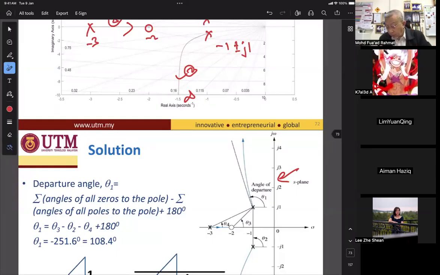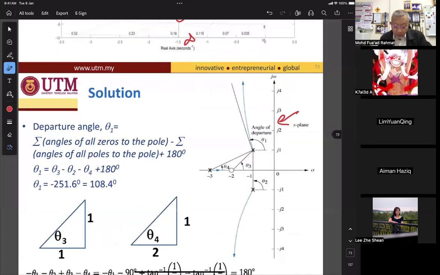So if you look at theta 1, the angle of departure is positive. It's more than 90 degrees, but exactly we don't know. So we have to calculate. So we use the formula as shown in red in the previous slide. And then we start to measure theta 1. Theta 2 is here, it is 90 degrees.